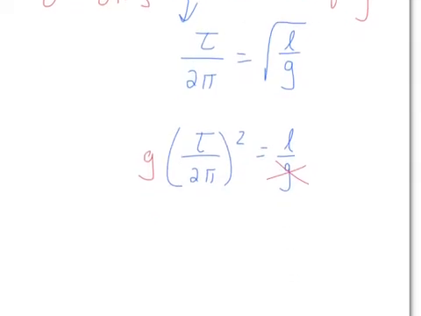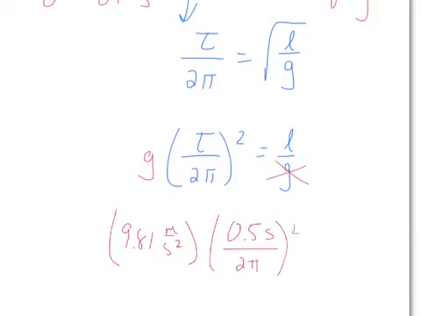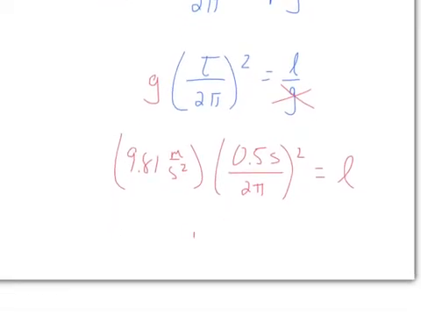Now we're going to go ahead and plug in the numbers. Well, we know what g is. We're on Earth, so that's 9.81 meters per second squared. Tau is 0.5 seconds all over 2 pi. That quantity squared equals the length, giving us a length of a pendulum of 0.062 meters. Well, let's write that in centimeters so we can make sense of this answer. That's 6.2 centimeters.